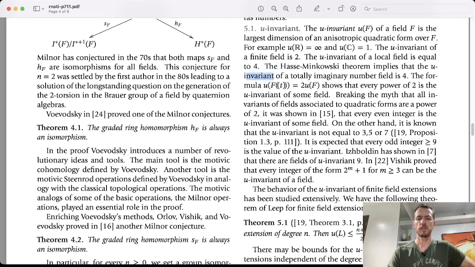The formula u invariant of the ring of formal power series over big F in variable t equals 2 times the u invariant of big F shows that every power of 2 is the u invariant of some field. Breaking the myth that all such invariants of fields associated with quadratic forms are a power of 2, it was shown in reference 15 that every even integer is the u invariant of some field. On the other hand, it is known that the u invariant is not equal to 3, 5, or 7. It is expected that every odd integer bigger than or equal to 9 is the value of the u invariant. Izhboldin has shown in reference 7 that there are fields of u invariant 9.